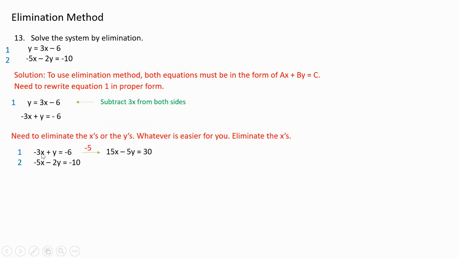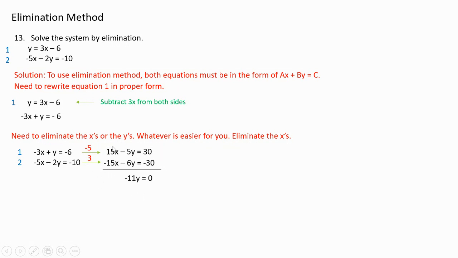Because negative 5 times negative 3 will give us 15. And the second equation, I need to multiply it by 3, because 3 times negative 5 will give us negative 15. And if you notice, I need to multiply negative 5 times every term in equation 1. In a similar manner, I need to multiply 3 times every term in equation 2. So this is what we get. If you notice, it's a little bit more work than the previous slide. But anyway, we should still get the same result.